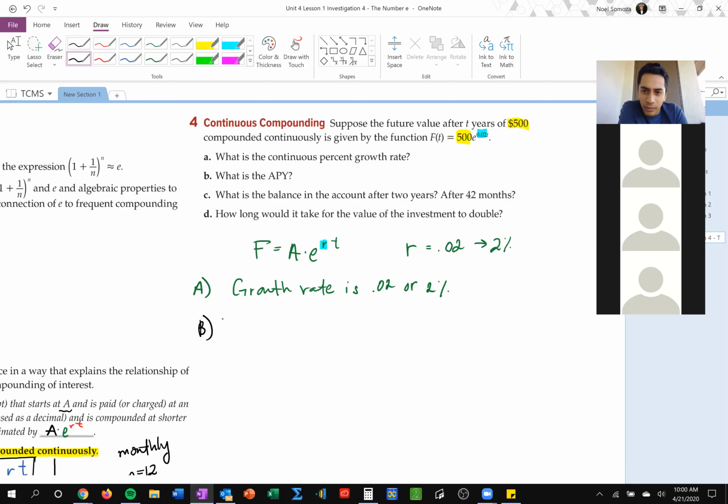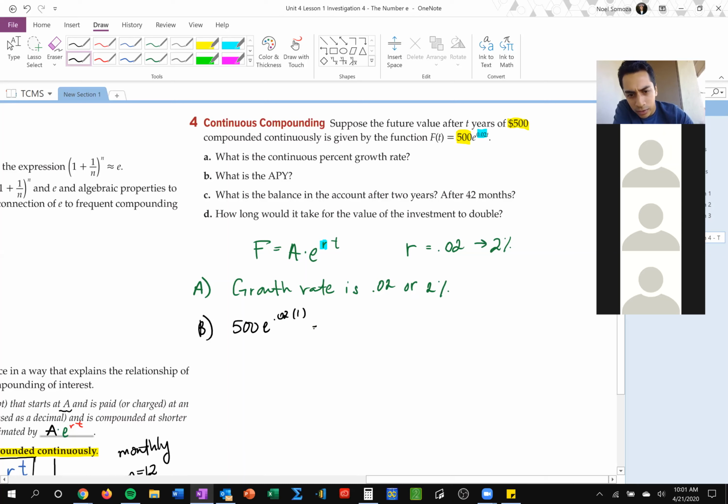Well, one of the ways that we could do that potentially is maybe we could plug in 1, because APY is annual percentage yield. So maybe just after 1 year, we can see what we get, and then we can find the rate based off of that. So what if we did try plugging in t as 1? Then we could get 500 times e to the 0.02 times 1. Only 1 year has passed, so it's basically the same thing as saying 500e^0.02.